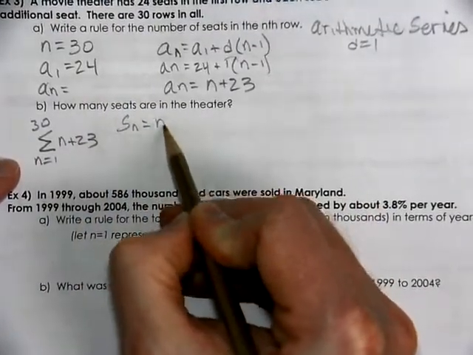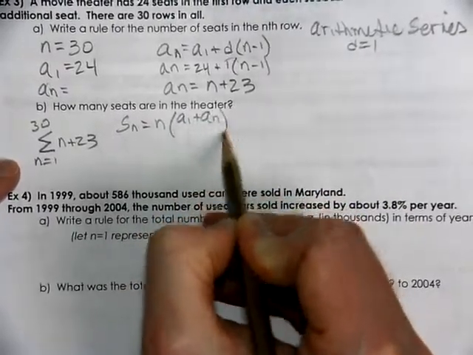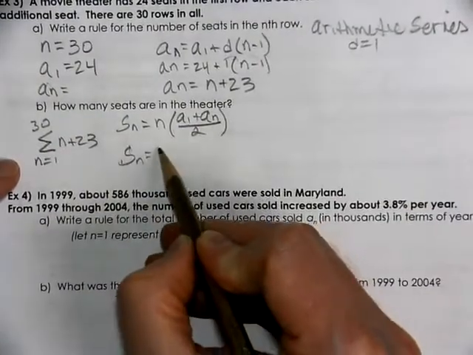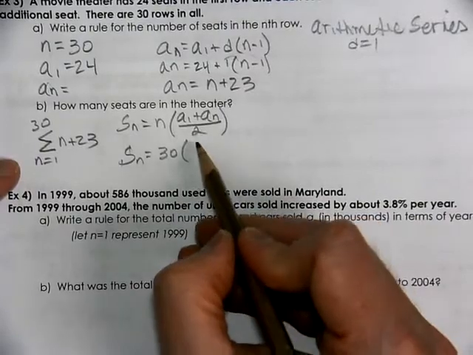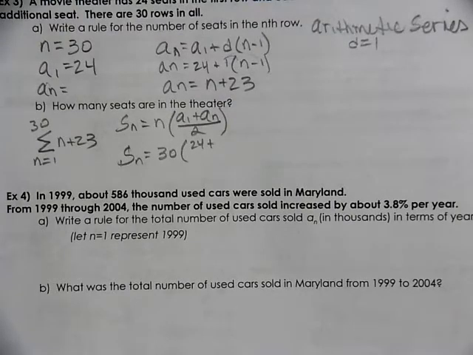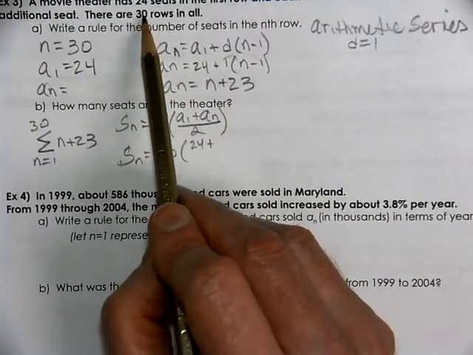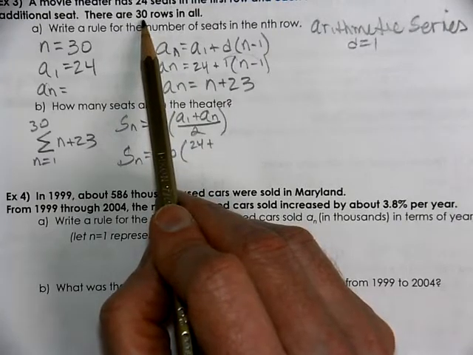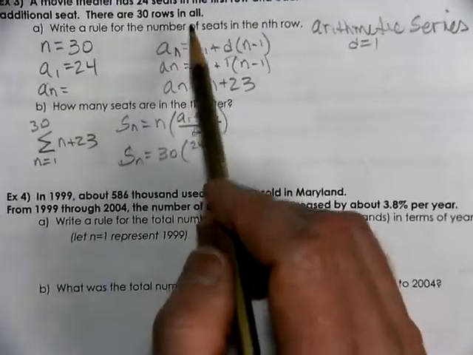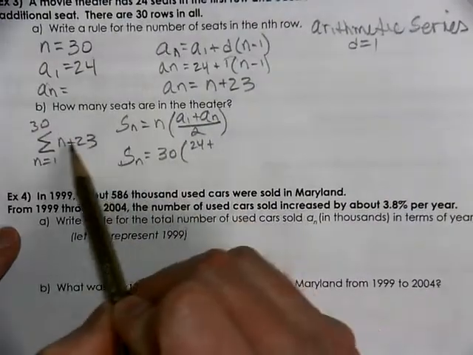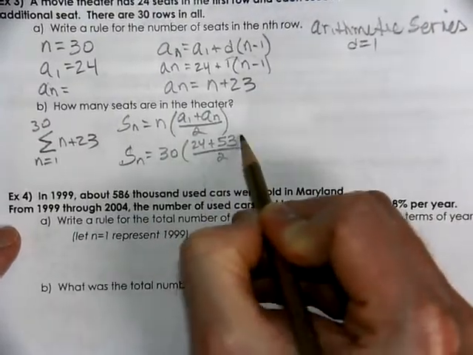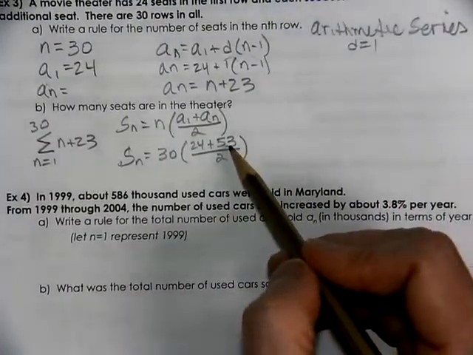The sum is the number of rows times A of 1 plus A of n, divided by 2. So we have 30 rows. The first row has 24 seats. The last row, that's what we don't know how many are in it. Our last row is the 30th row. So by plugging in a 30, we get 53 as the number of seats in the last row.